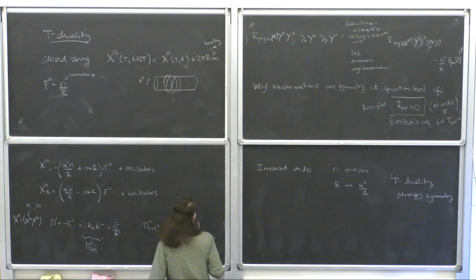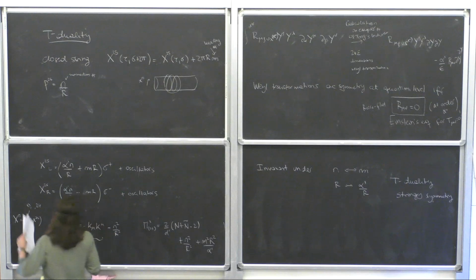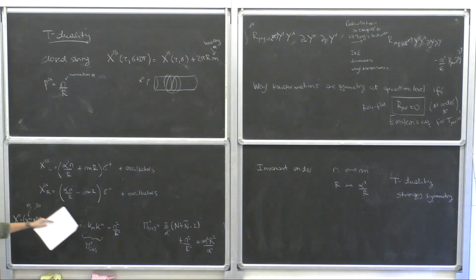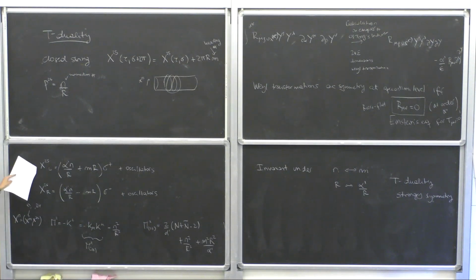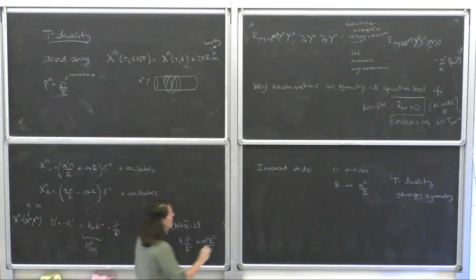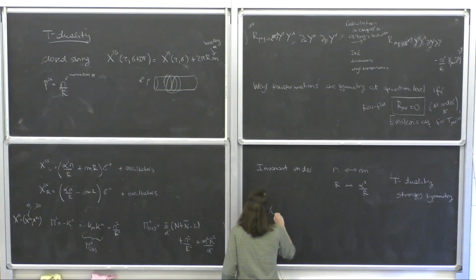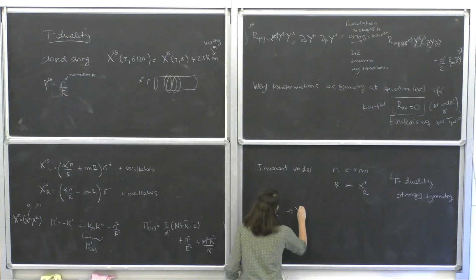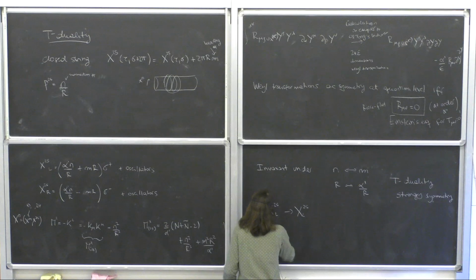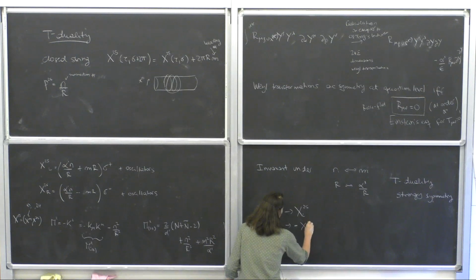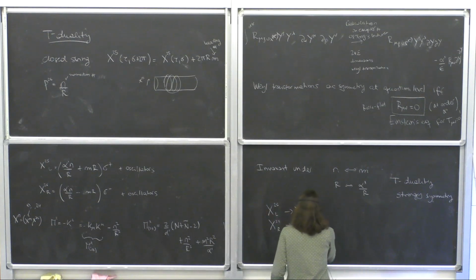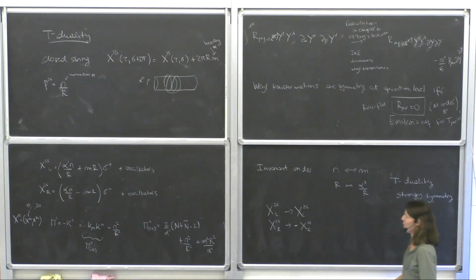And the last thing I'm going to say is that this formula is invariant, x left is invariant, but x right gets a sign. So x left 25 goes to x left 25. This will be important for later. But x right goes to minus x right. But it's a duality of the mass formula.